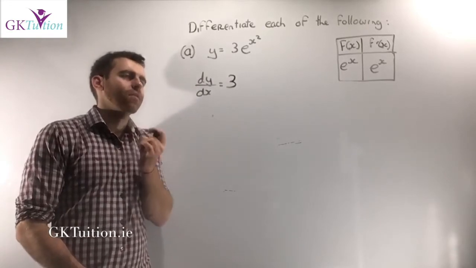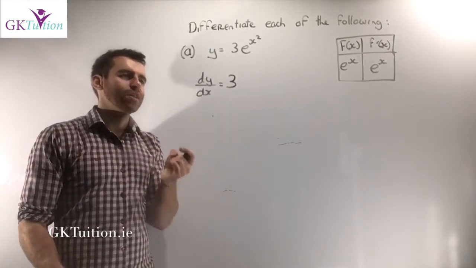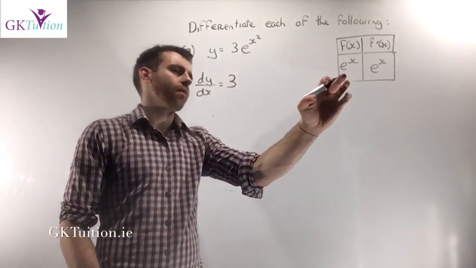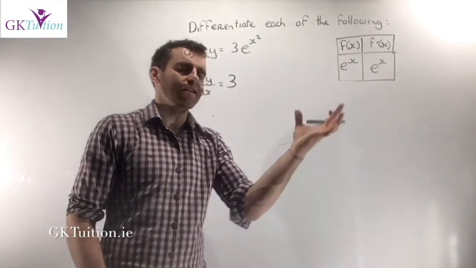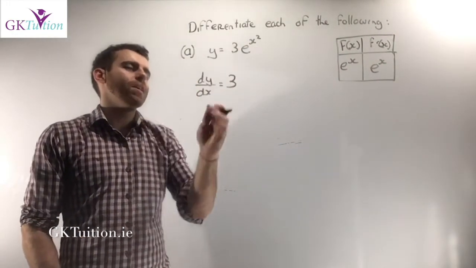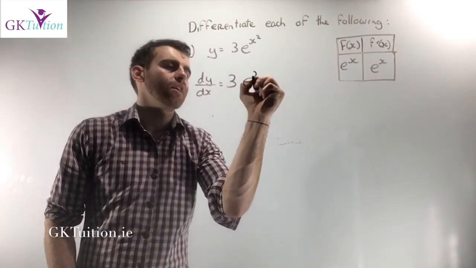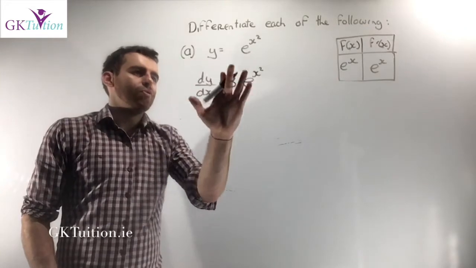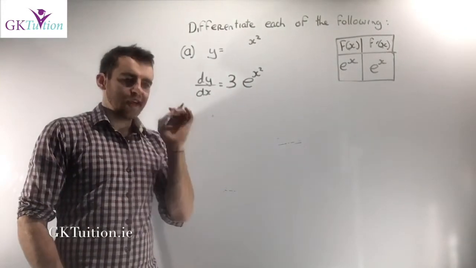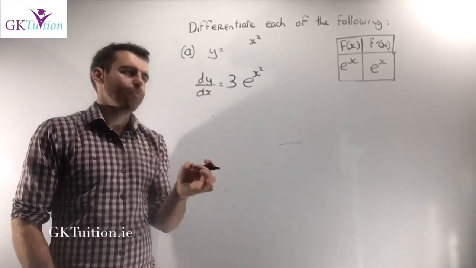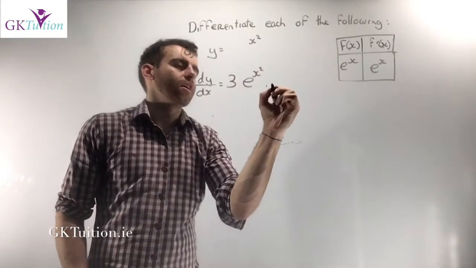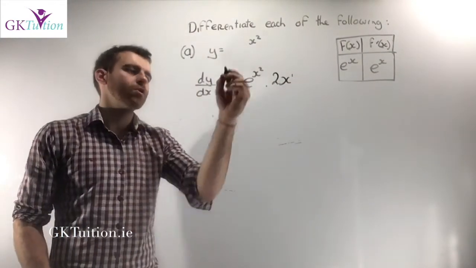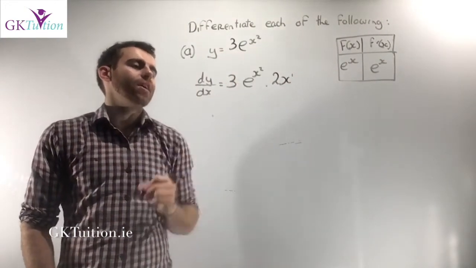Now we need to get the derivative of the exponential, the derivative of e to the power of something. And according to page 25 in my maths tables, the derivative of e to the power of something just stays the exact same. So the derivative of e to the power of x squared is just e to the power of x squared. So now I've dealt with the 3 and I've dealt with the exponential. But now I need to get the derivative of the power. The derivative of x squared is the 2 comes in front and it would be 2x to the power of 1.